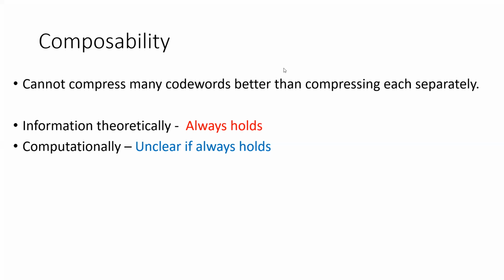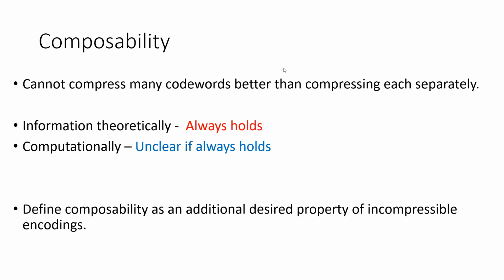Yeah, so it's interesting. I can see why this composition is hard. Because it's unclear and unlikely that it holds generically, that all incompressible encodings are composable, we're going to just define it as an additional property that we want from our incompressible encodings.